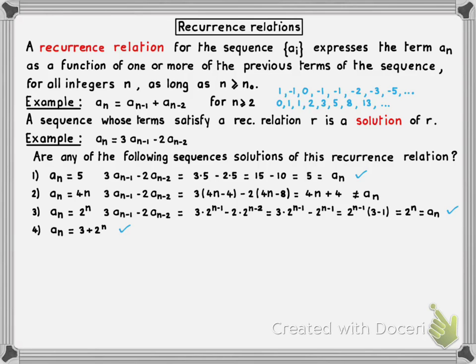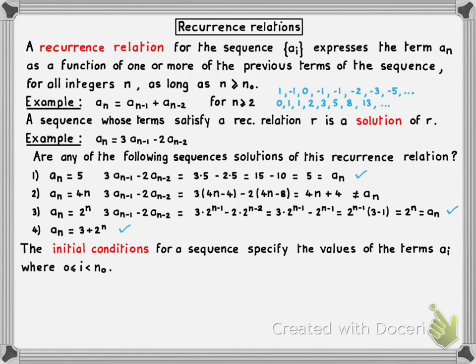Now let's wrap up this segment with a couple more definitions. First, the initial conditions for a sequence specify the values of the first few terms in the sequence. In fact, the initial conditions must specify the values of the terms a sub i, where i goes all the way up to n0, not including n0 if you start at 0.